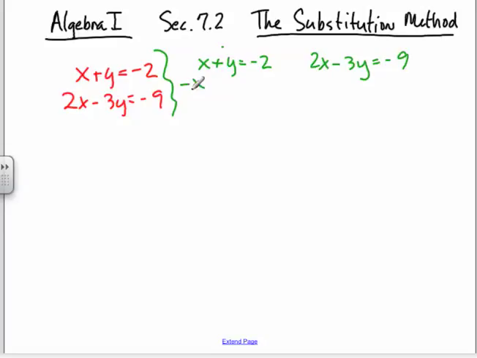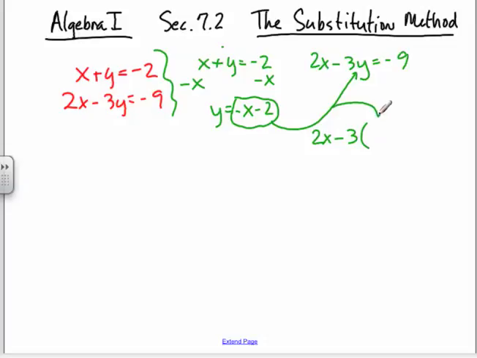So I'm just going to subtract x from both sides, and it says that y equals negative x minus 2. Well, that's interesting. That's what y equals. Y equals this stuff. So what I'm going to do is take it and put it in place of that y. So now I'm going to rewrite this equation as 2x minus 3 times not y, but what y equals. Y equals negative x minus 2.